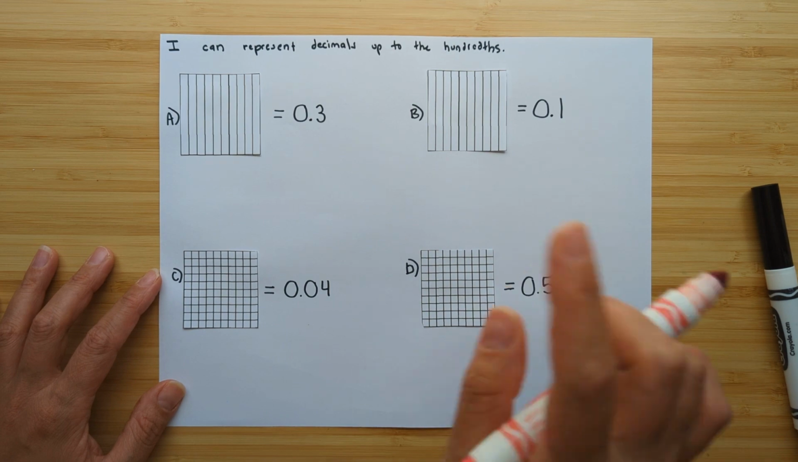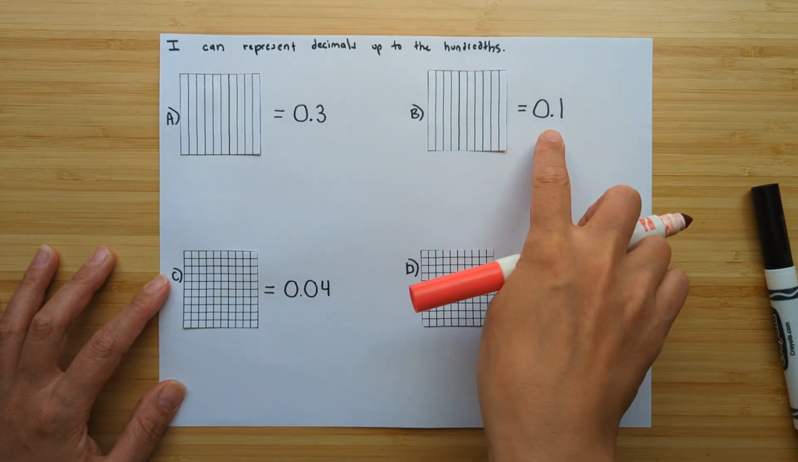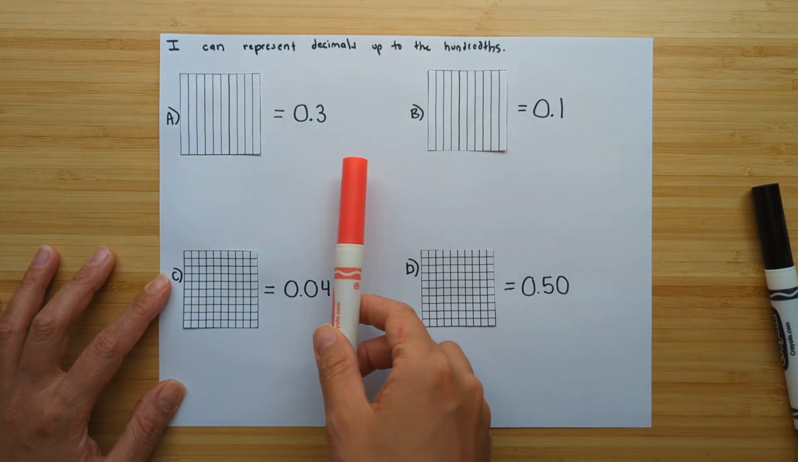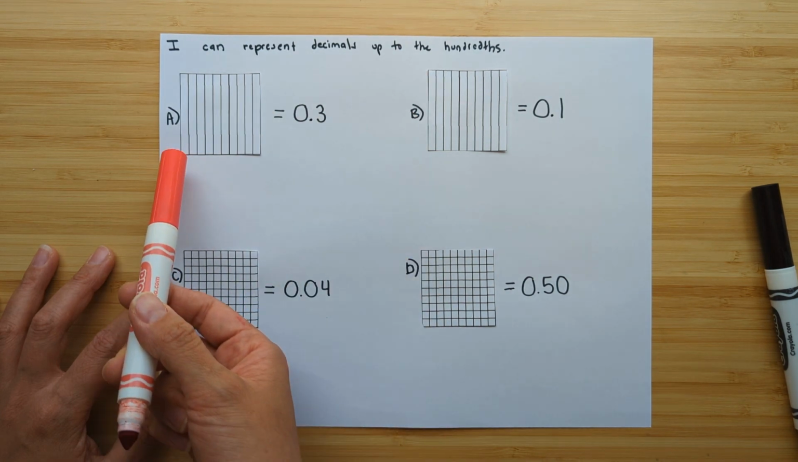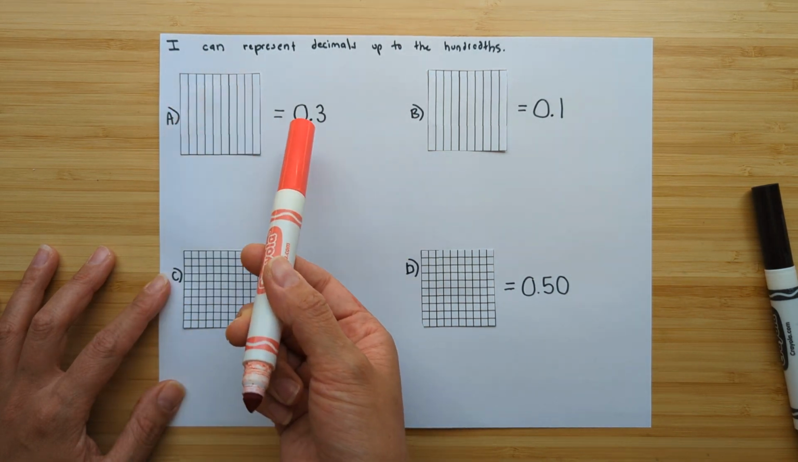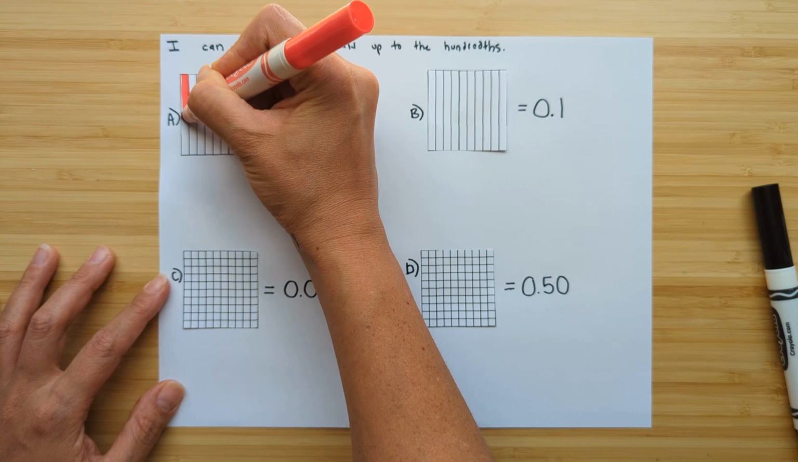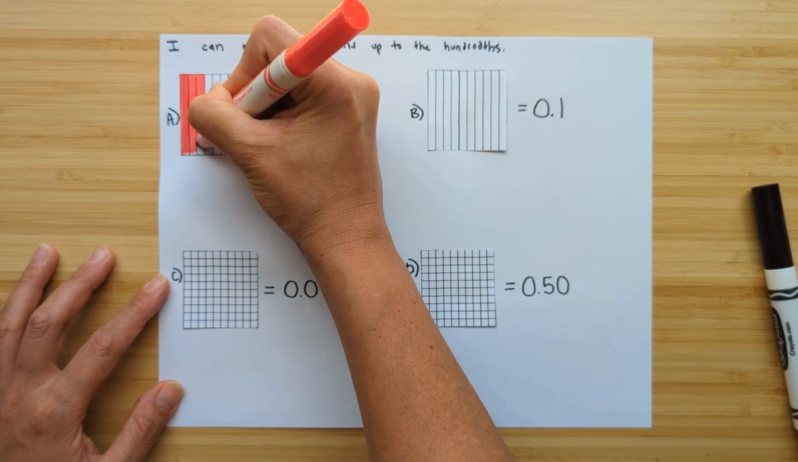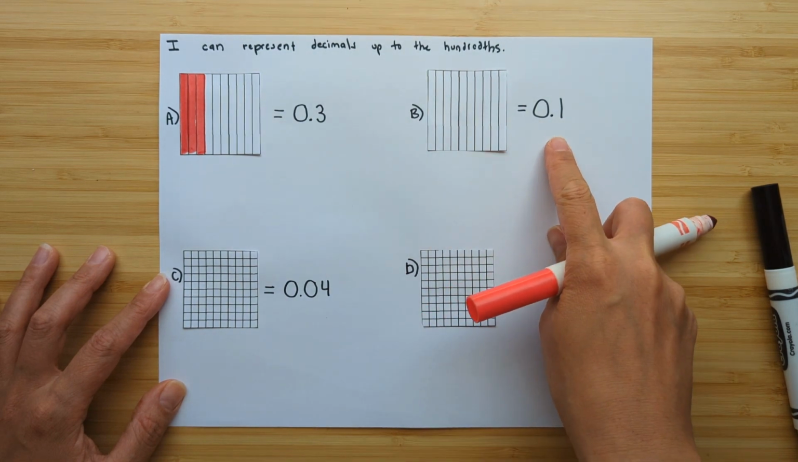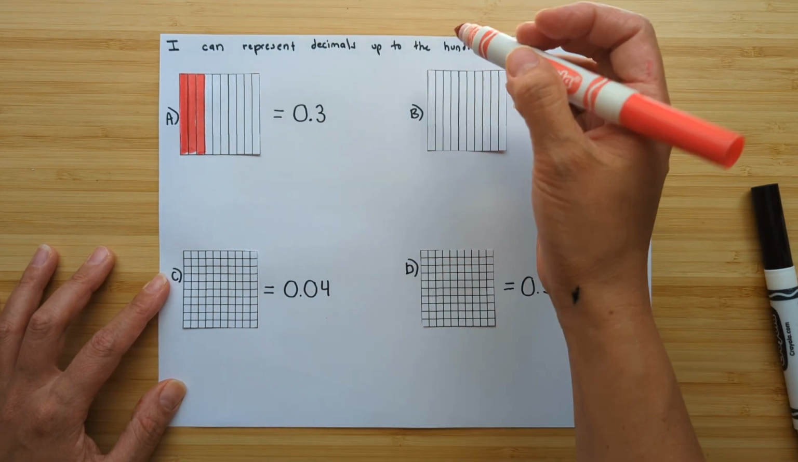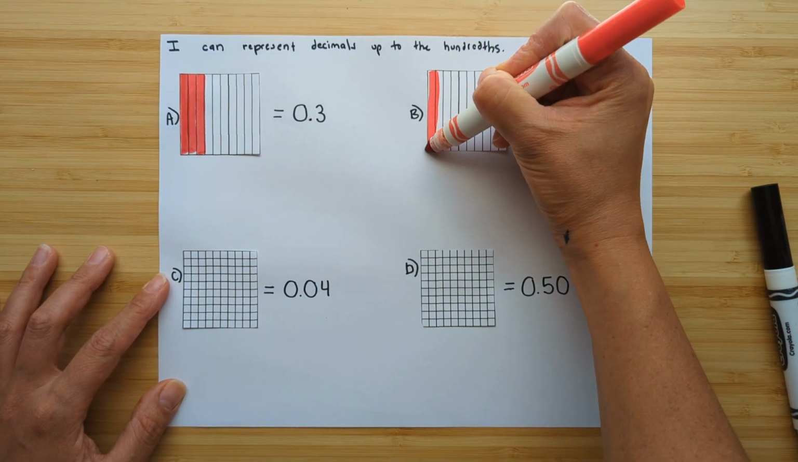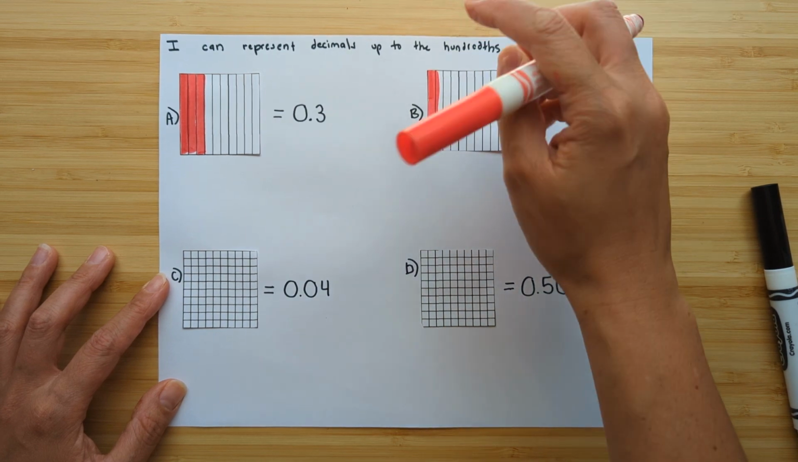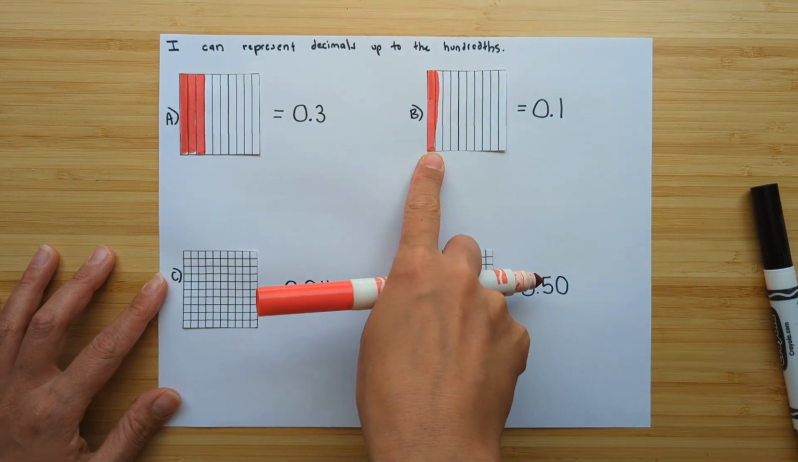All right, we're gonna do it the other way around. We're given the decimal and we have to color in the grid. So if I have 3 tenths, out of 10 equal parts, 3 are gonna be colored in. So I'm just gonna do this kind of quickly. 1, 2, 3. For B, I have 1 tenth. So just 1 tenth. Sorry, I kind of colored in that extra. It's just the one sliver.